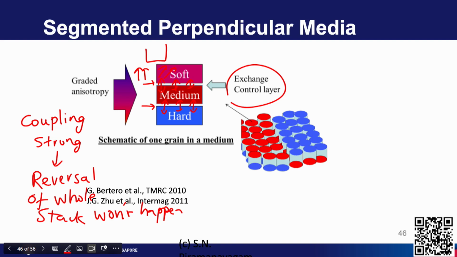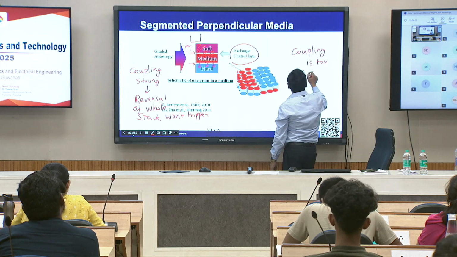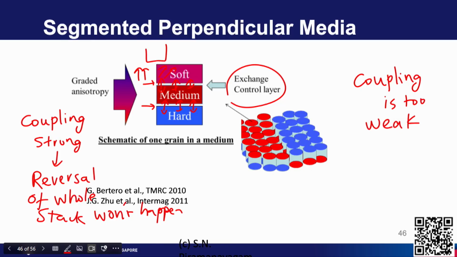Okay, if these layers are completely decoupled, they are not coupled at all, then what will happen? Only the top layer will reverse. So, if the coupling is too weak, only the soft layer will reverse.